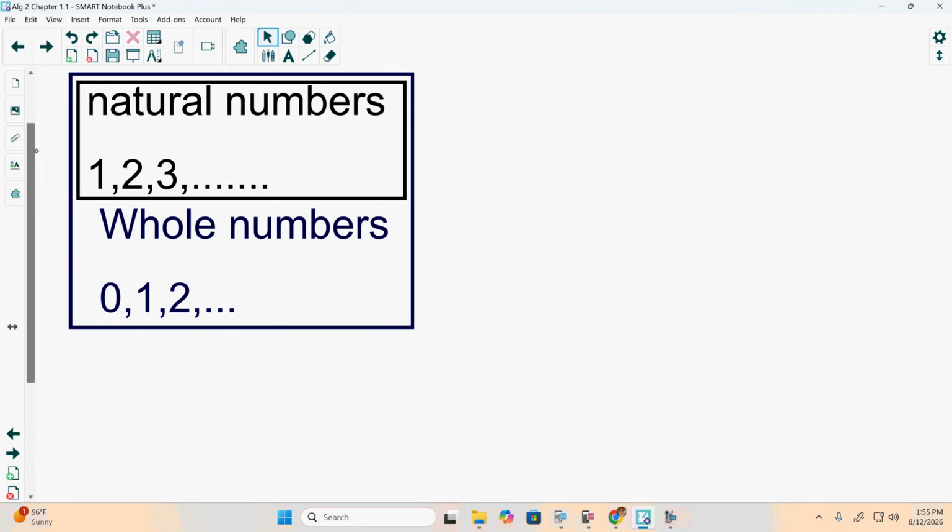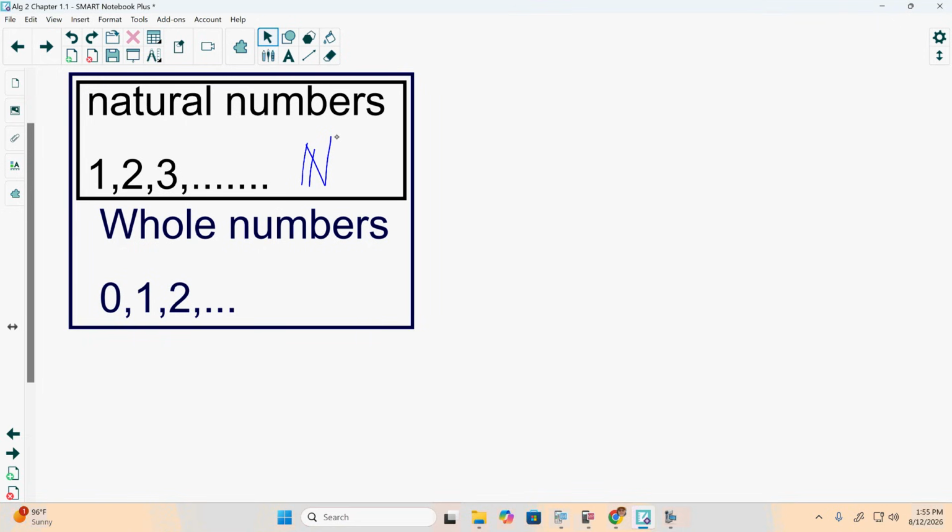So when we talk about whole numbers, we're saying 0 and our natural numbers. All natural numbers are whole numbers, but not all whole numbers are natural numbers. The main exception is what? 0. 0 is not a natural number. 0 is whole. That's the only difference.